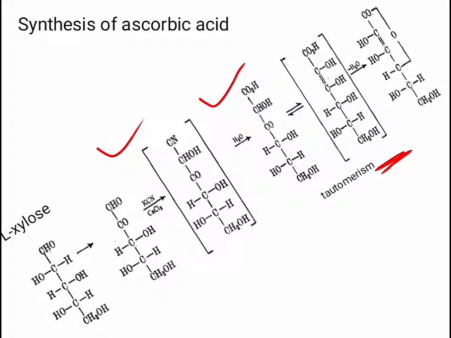And after eliminating water, that means when this OH group is attacking this carboxylic group and forming a gamma lactone. This is a gamma lactone because this one is the carbonyl group, so this one is the alpha carbon, this one is the beta carbon, this one is the gamma carbon. So this one is a gamma lactone. So at last you will get the structure of ascorbic acid.